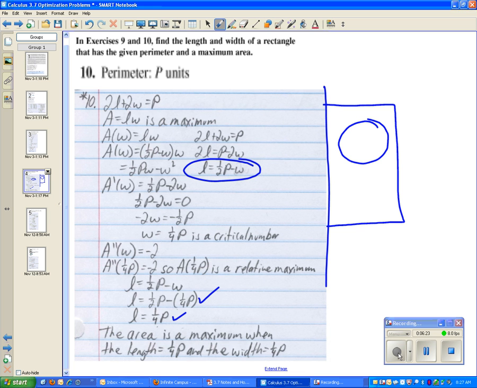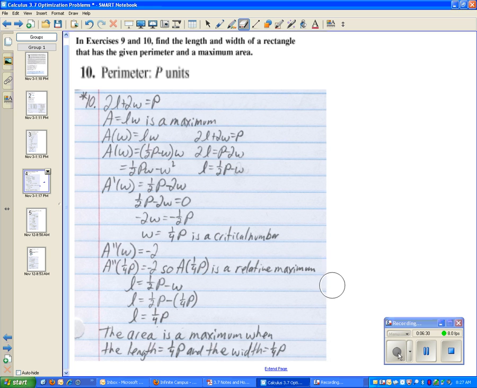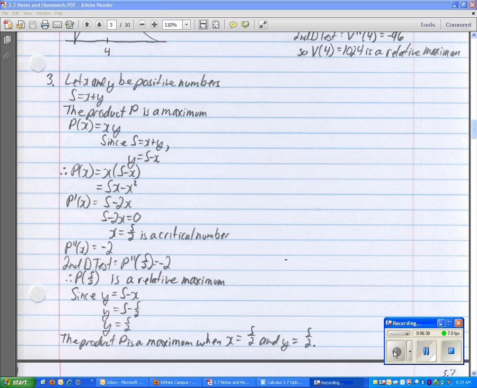Yep, sure is. All right. Does that help on number 10 a little bit? All right, what do you want to see next? All right, here's number 3.